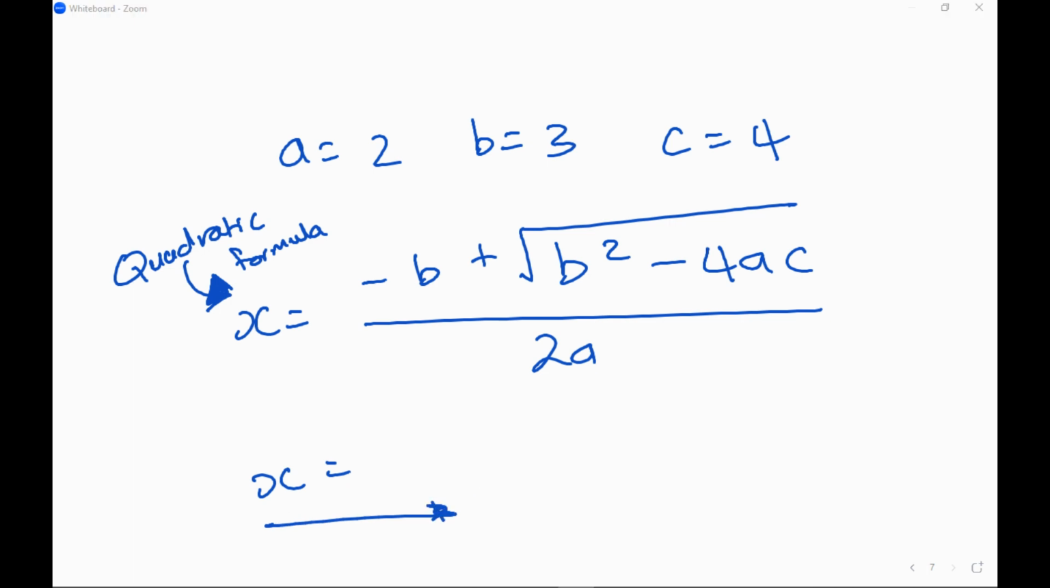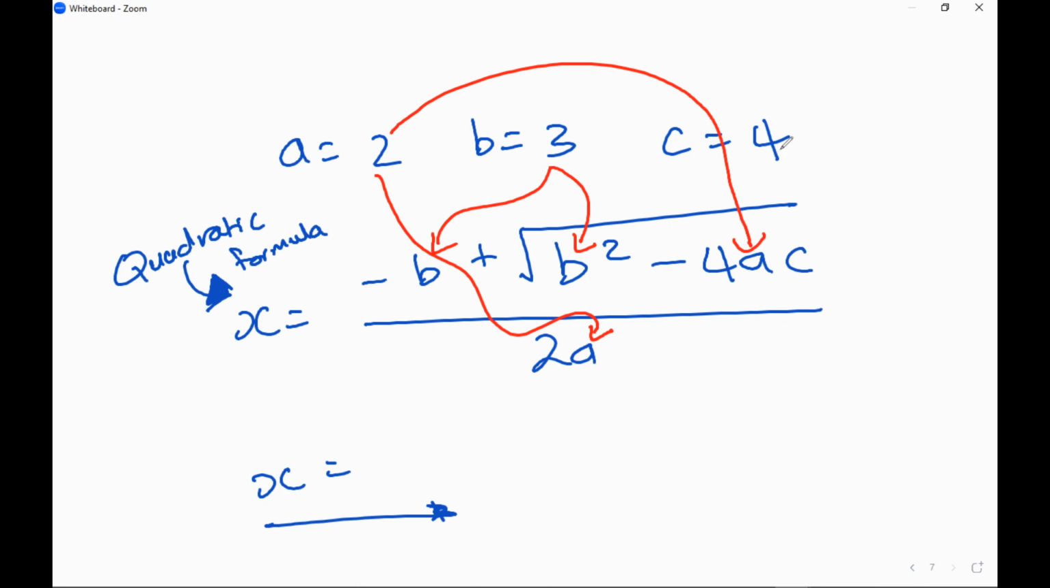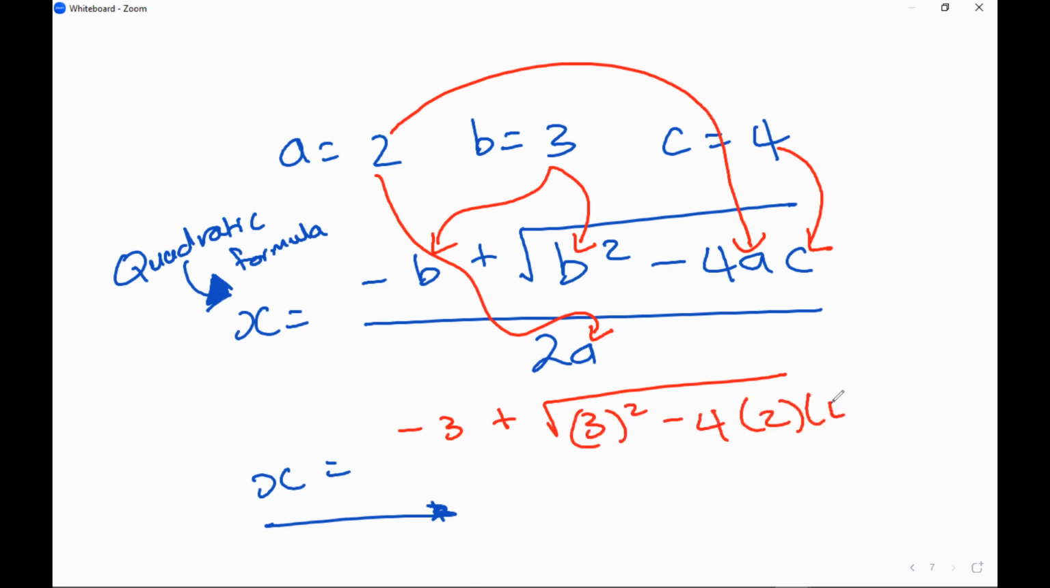All right, here we go. Substitution. Let's see who got it right. So remember, b is going to go in there, right? A was going to go in over there, and a is also going to go in at the bottom. And c is just going to go in there. So you're going to end up with minus 3 plus the square root of 3 bracket squared minus 4 times 2 times 4, all divided by 2 times 2.